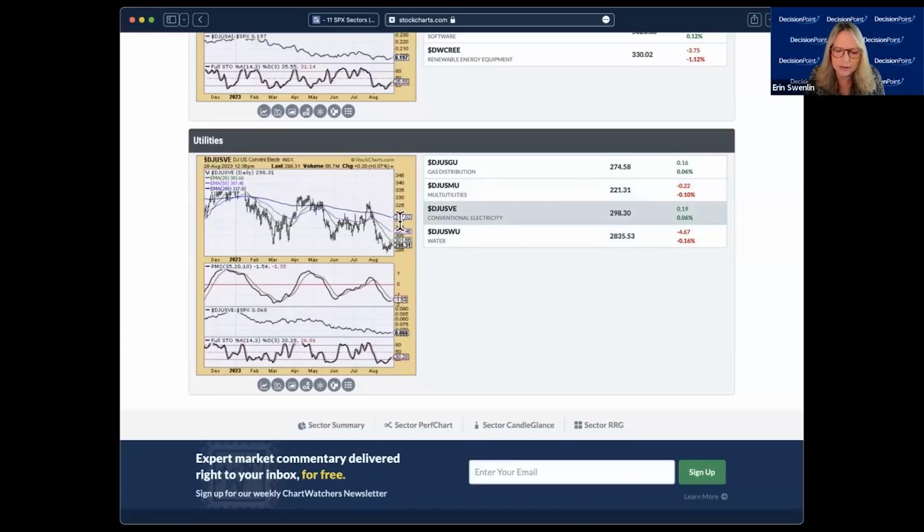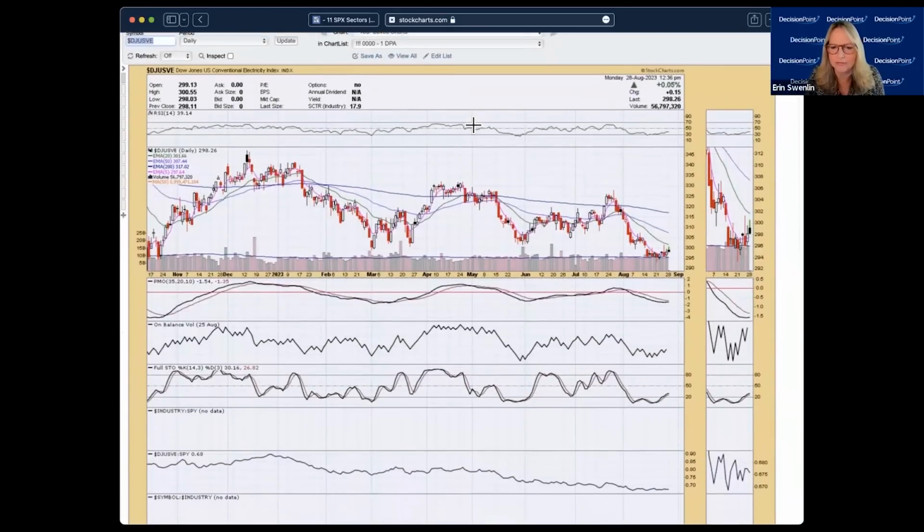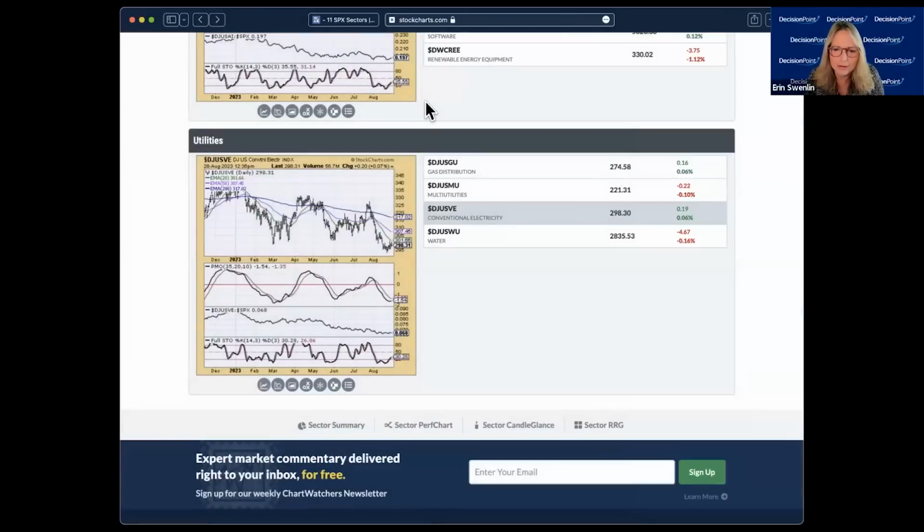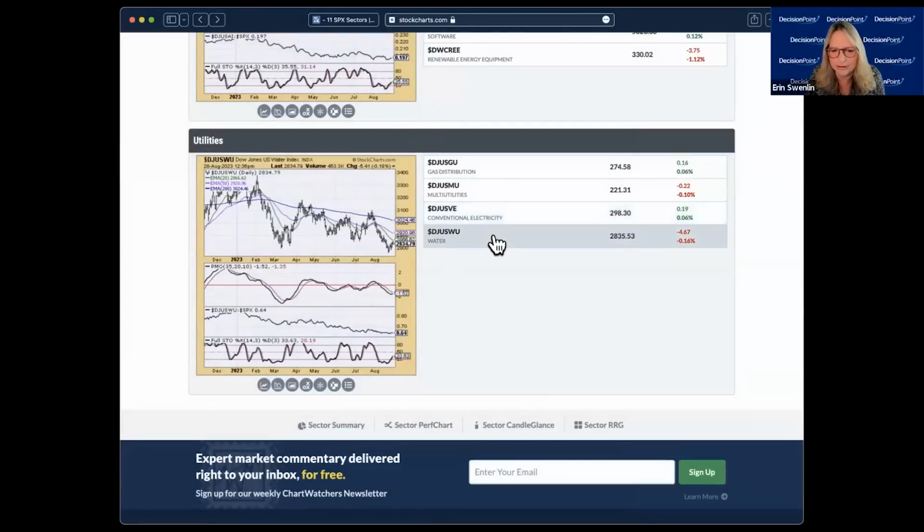Conventional electricity really does look interesting to me right now. The PMO has turned up. We do have a pretty solid bottom here. I wish I could see the rest of the support back here, and I probably will pull up a bigger chart for you. In fact, let's just do that. You can press this little button from the industry summary. It'll get you the chart. So we do have support back here. But it did drop below this major support, but it looks like it's starting to make that turn right there. And then the PMO, like I said, starting to turn up and stochastics rising. So pretty interesting in conventional electricity.